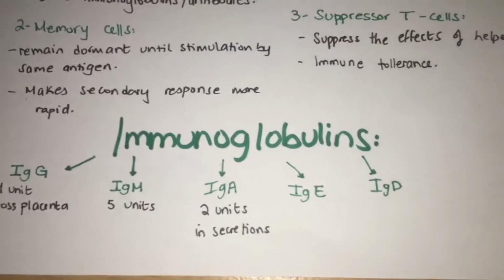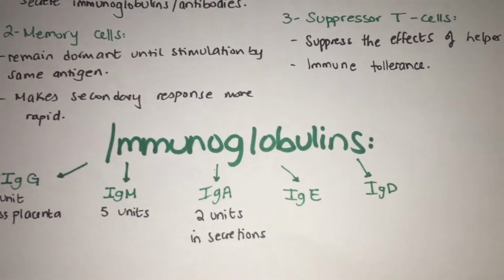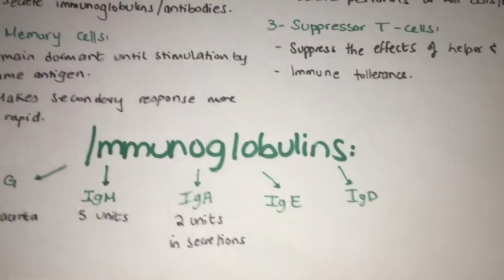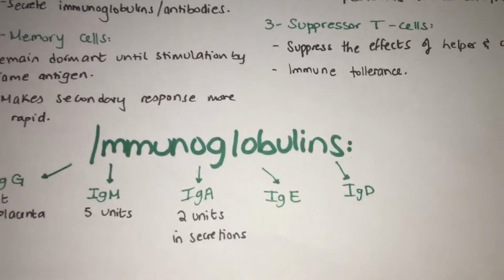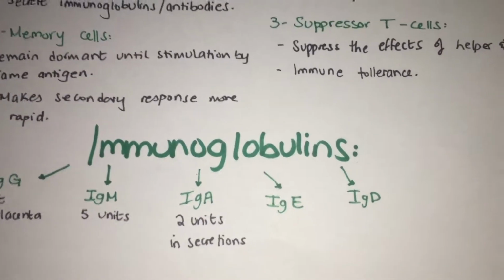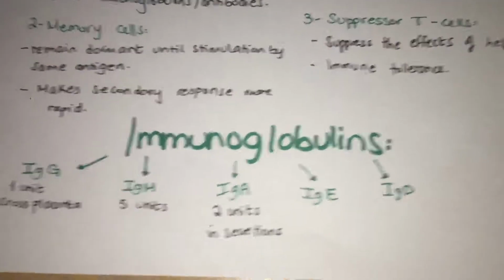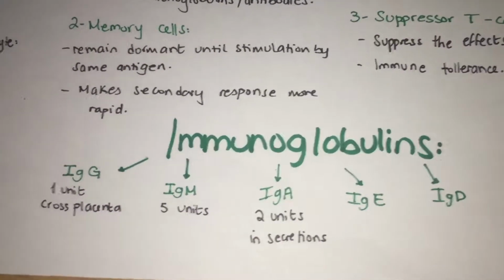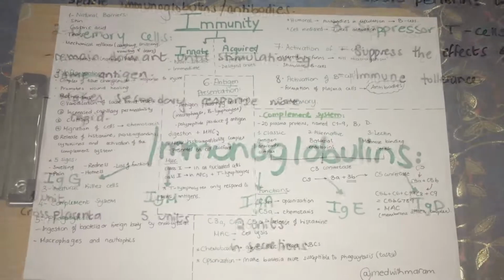IgA has 2 units and it is passed on in secretions, so it's found in tears and breast milk as well. IgE has a function when it comes to allergies, and there's IgD. I'm not going to talk about its function.